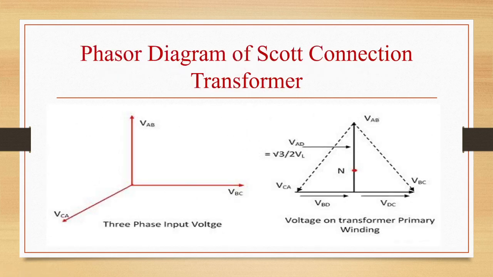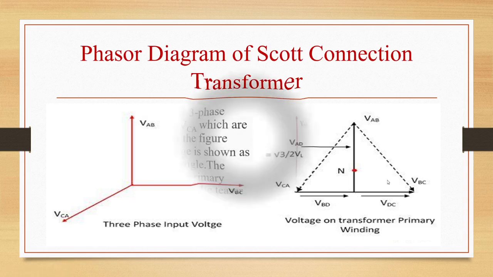This is the phasor diagram of a Scott connection transformer. So this is the three-phase input voltage VAB, VBC, VCA. All three are displaced from each other by an angle of 120 degrees. Voltage on transformer primary winding. So this is the voltage, this is N, the neutral point. AB, BC, CA. This is root 3 by 2 VL. This is VBD, VDC.